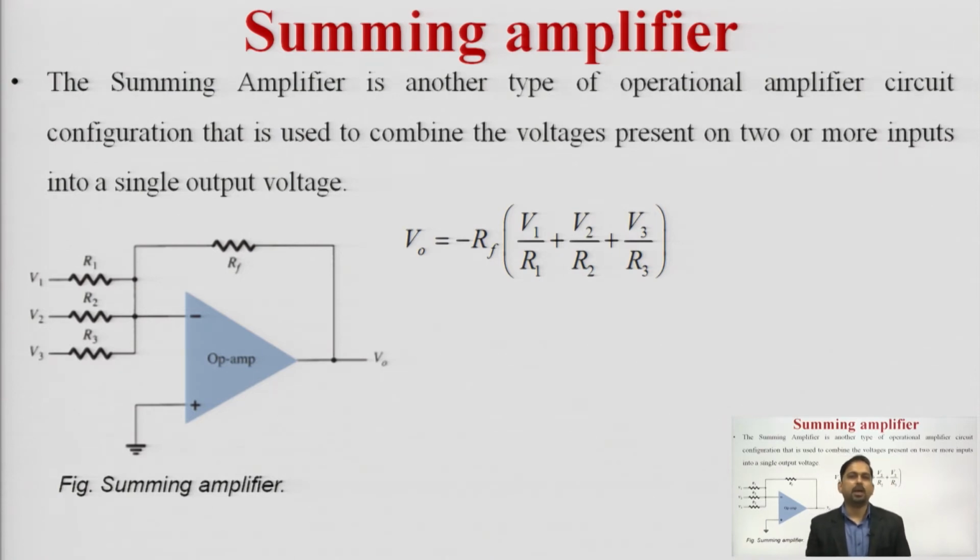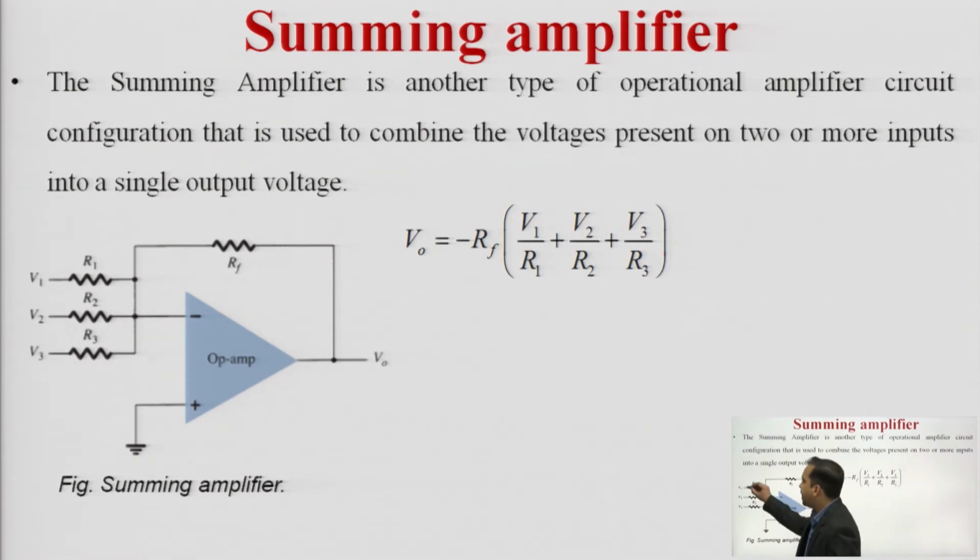Now after that, the summing amplifier. So what is a summing amplifier? The summing amplifier is another type of operational amplifier circuit configuration that is used to combine the voltage present on 2 or more inputs into a single output voltage. Means if you want to club 2 or 3 input voltages, then we are utilizing this summing amplifier. As the name suggests, it will provide the summation of the input voltages.